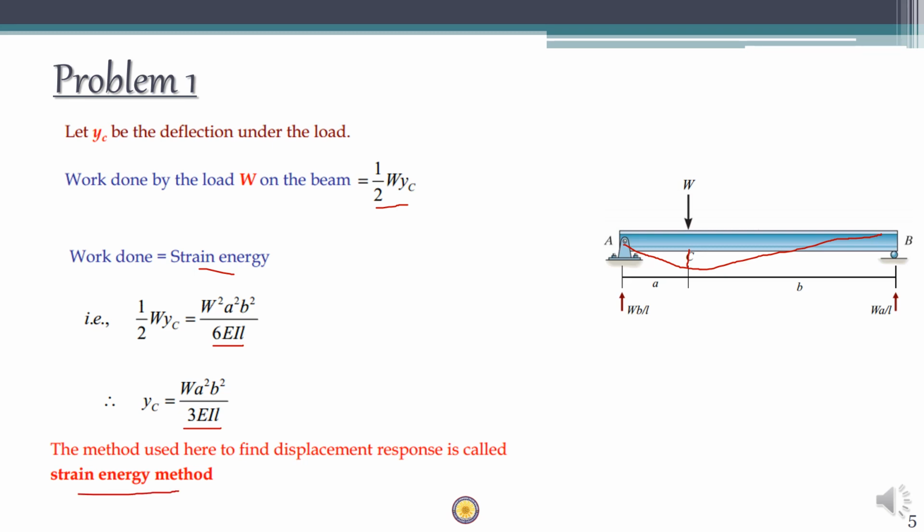Fine. We know that strain energy is nothing but the energy stored. So we have to find out what is the work done on the beam. So work done on the beam is nothing but the work done by the external load, which is load multiplied by the corresponding deflection divided by 2. Okay.